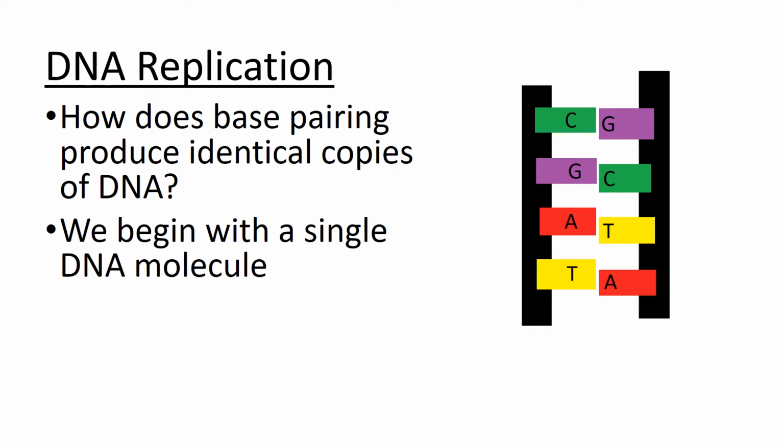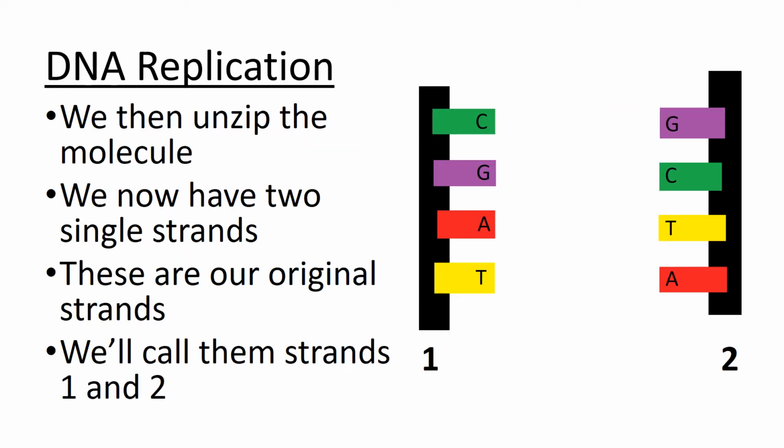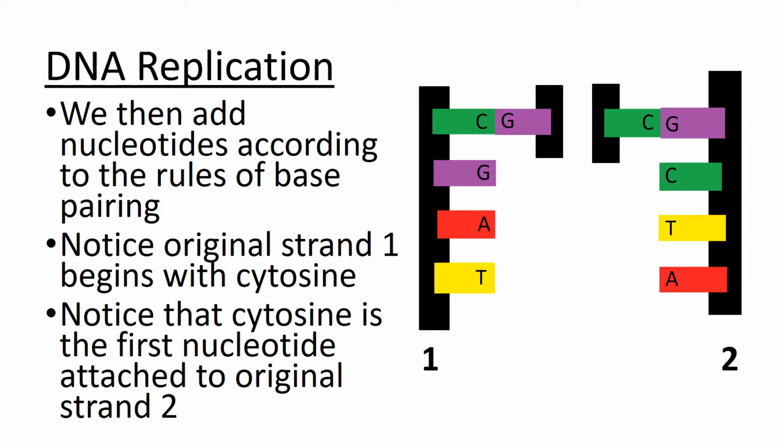How does base pairing produce identical copies of DNA? And to illustrate this, we're going to begin with a single DNA molecule. So on our right, we have a single DNA molecule. The first thing we do is we unzip the molecule. And we now have two single strands. And these are our original strands. And we're going to call them original strand 1 and original strand 2. We then add nucleotides according to the rules of base pairing.